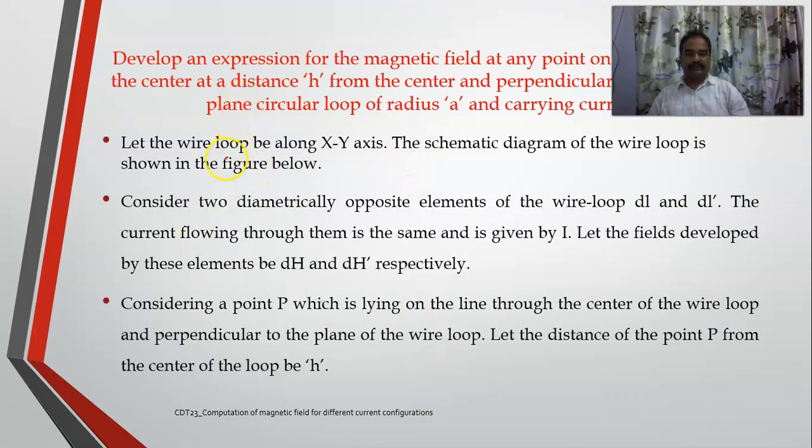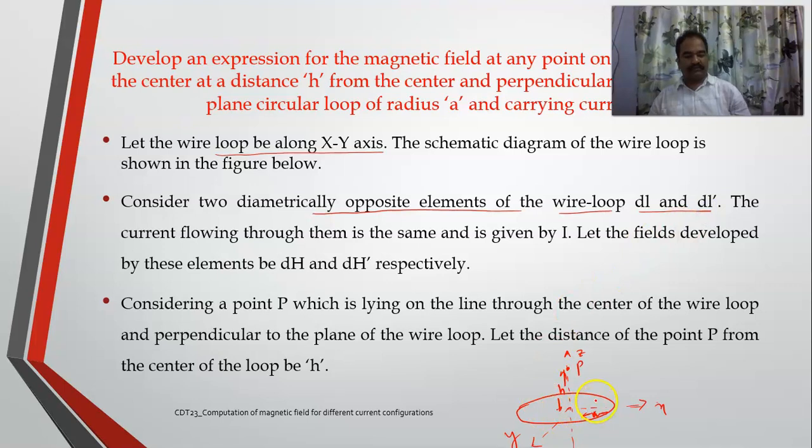Now let us consider that the wire loop lies in the xy plane, which means I'll take this wire loop on the xy axes. This is my x-axis and this is my y-axis. This is the schematic diagram I'm showing, and this is the axis which is joining the center. I'll take my point somewhere here at a distance of h, and this is my radius.